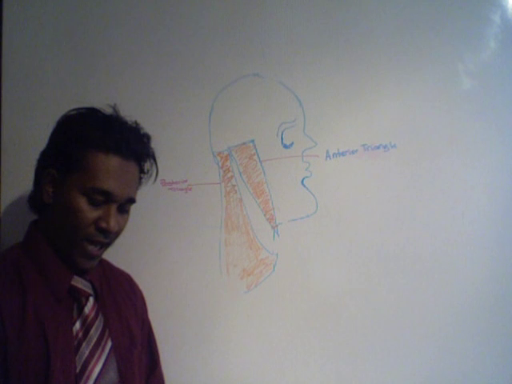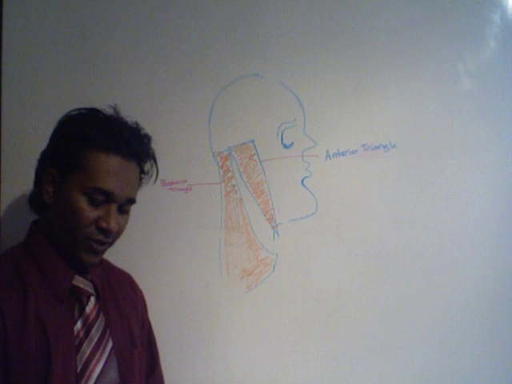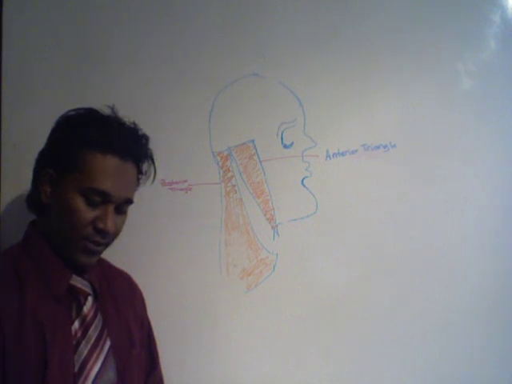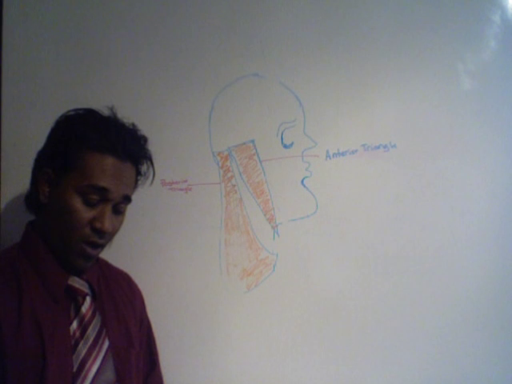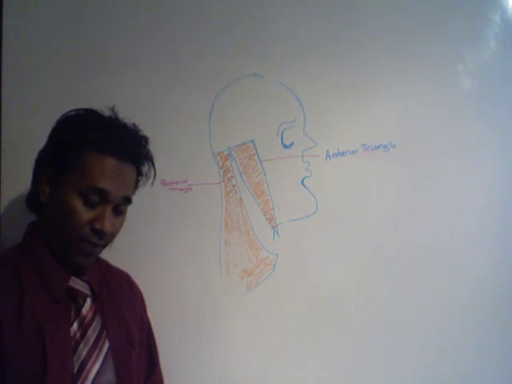The anterior triangle is bounded by the anterior border of the sternocleidomastoid muscle, the anterior midline, and the body of the mandible. Subdivisions of the anterior triangle contain the strap muscles, the submandibular gland, the common carotid, the internal carotid, and external carotid arteries. Also part of it are cranial nerves 10 and 12.